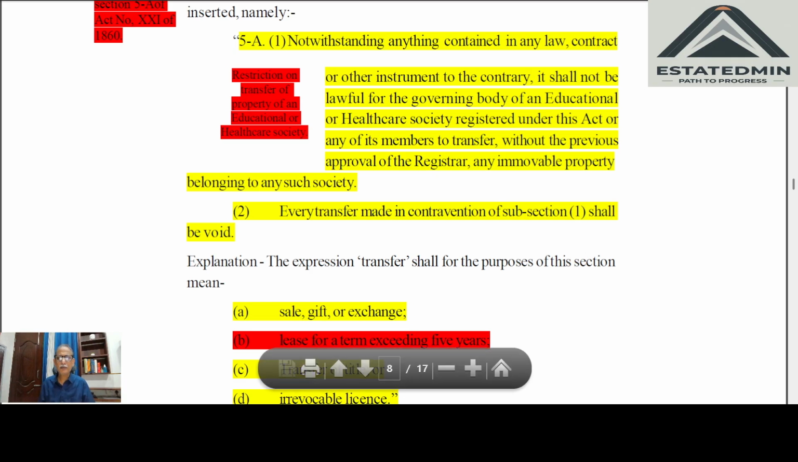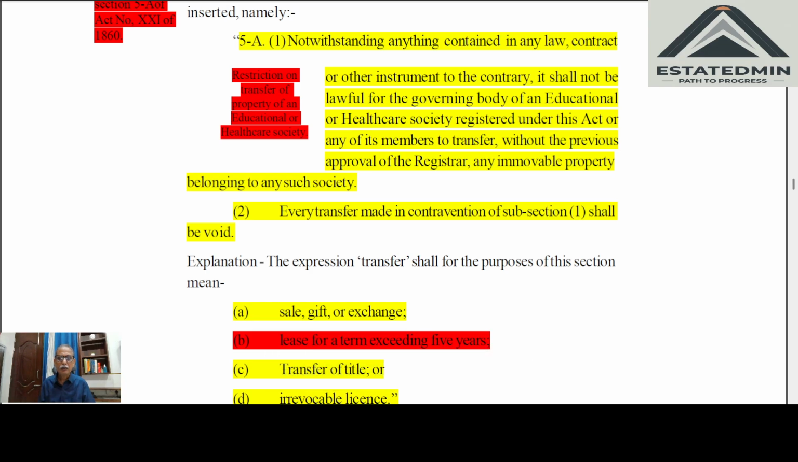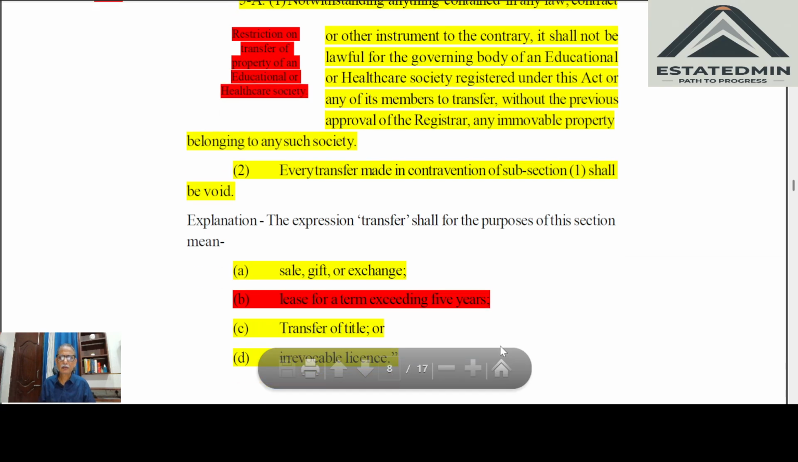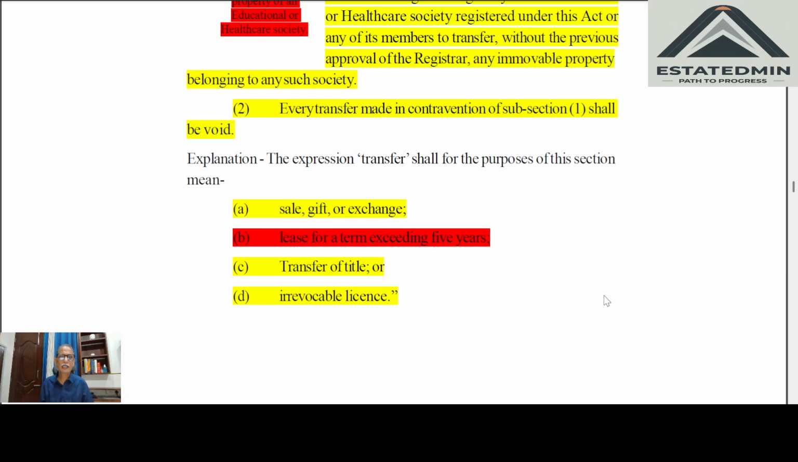So immovable property cannot be transferred without the approval of registrar. You have to write to registrar that this is property, for this purpose we are transferring to this society or taking from other society. Whatever transfers are there, it should be with the prior approval of registrar of society. The expression transferred involves, it is not at all like sale. If you are selling your property, obviously that is to be for the society only. Their proceeds can only be spent for the same purpose, same objective.